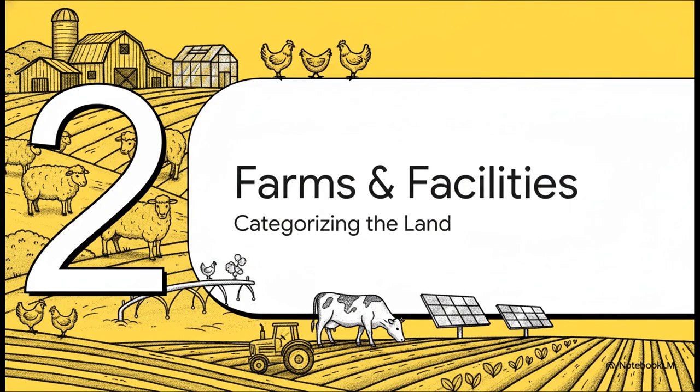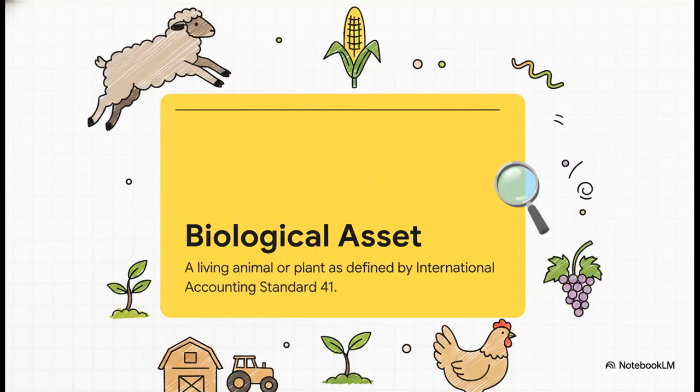Moving on to Section 2, farms, flocks, and facilities, categorizing the land. Okay, we have to start with a fundamental definition from IAS 41. A biological asset is simply defined as a living animal or plant. And this is the absolute core difference in agricultural valuation. You aren't just valuing concrete and steel anymore. You are literally valuing life.